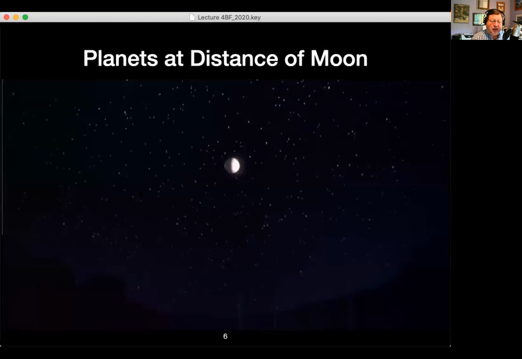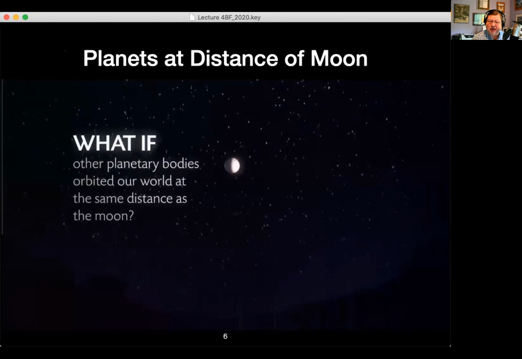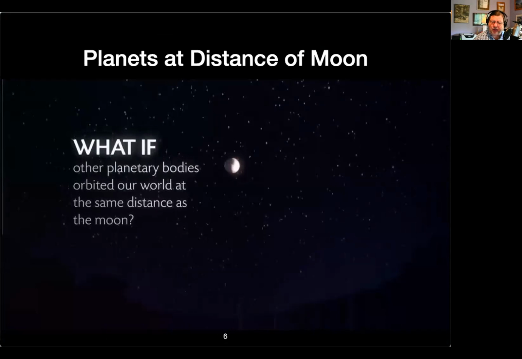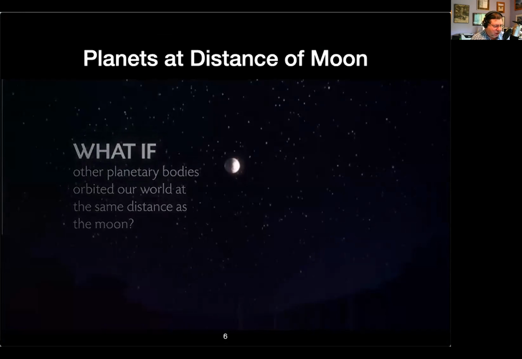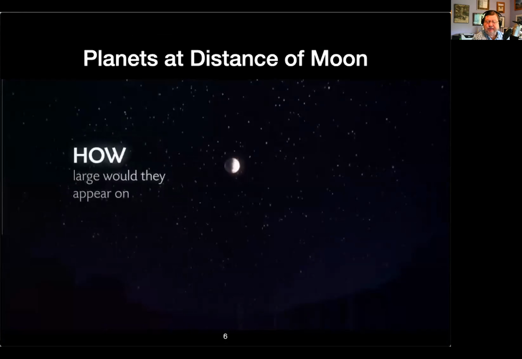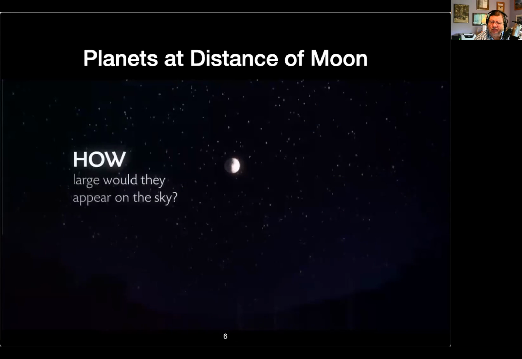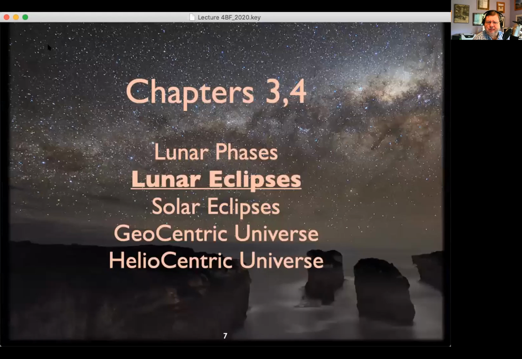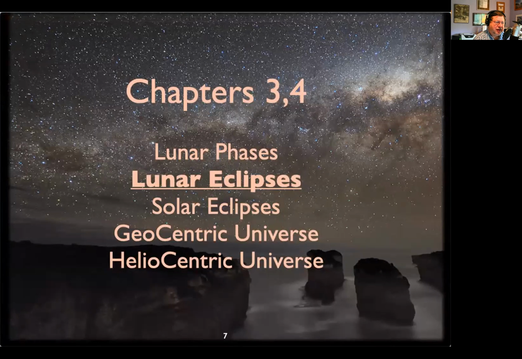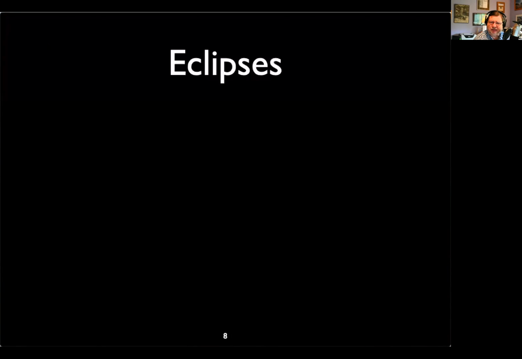Okay. Oh, here's a cute one. Watch this. What if other planetary bodies orbited our world at the same distance as the moon? We'll be coming back to these planets. Okay, so that's lunar phases, and again, you're just going to have to sit down and play with it and look at it to figure it out.